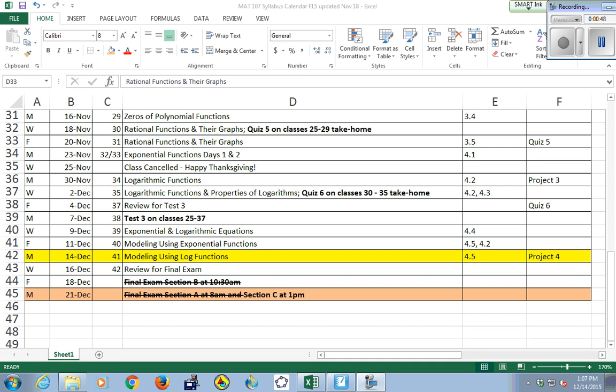And then our final exam is Monday, the 21st at 1 o'clock in this room. Project 4 is due today. Just put that in your folder before you go.